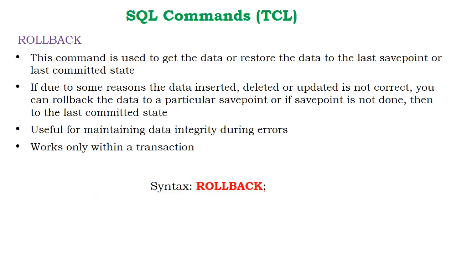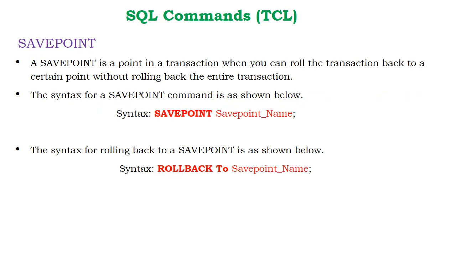The next one is the rollback command. This command is used to restore the data to the last savepoint or last committed state. Sometimes we make some mistakes, right? In those cases we can roll back using this command. It is very useful for maintaining data integrity during an error. It works only within the transaction. We'll discuss it with an example. And the next one is savepoint.